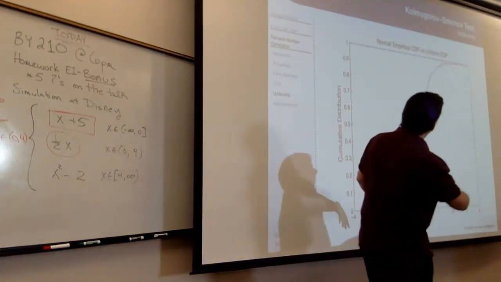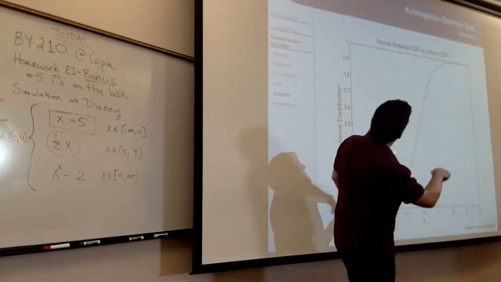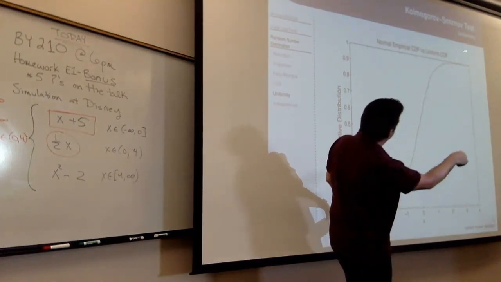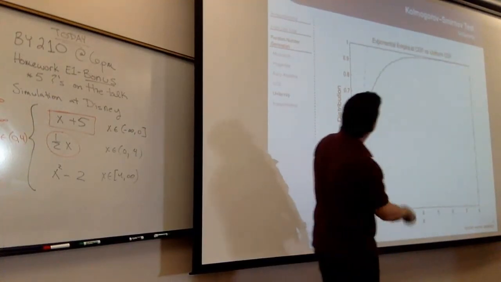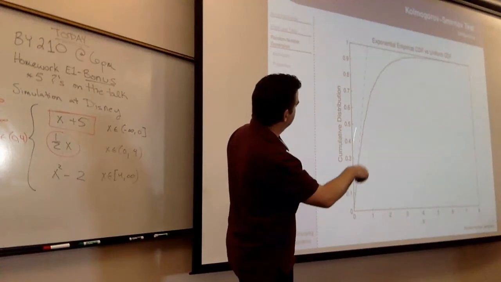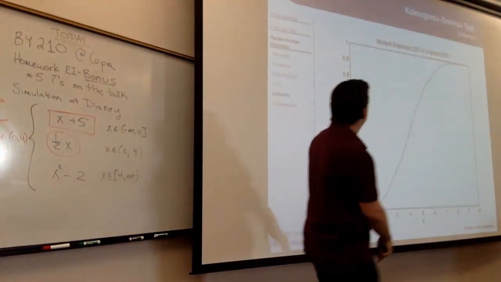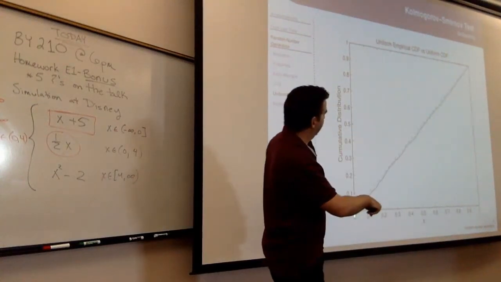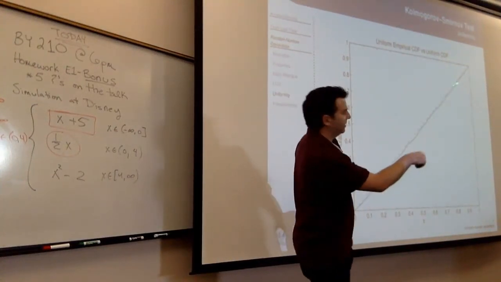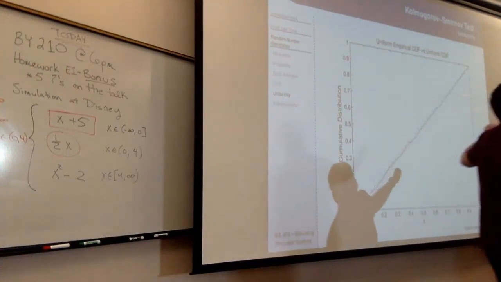So here's an example with normally distributed data against a uniform, a huge difference. And this is exponential data with a uniform, huge difference. Weibull data, huge difference. And then finally, uniformly distributed data, and it's right along that line. And so there's very little difference.